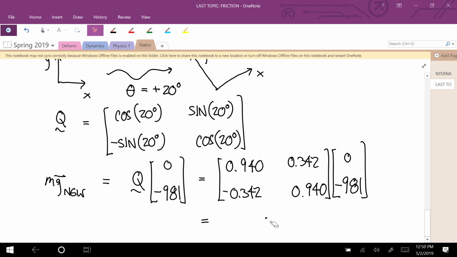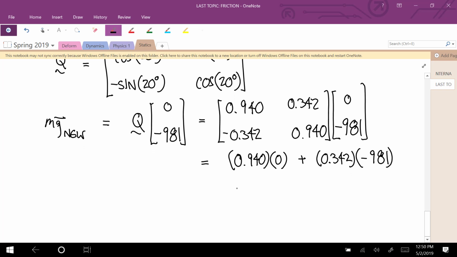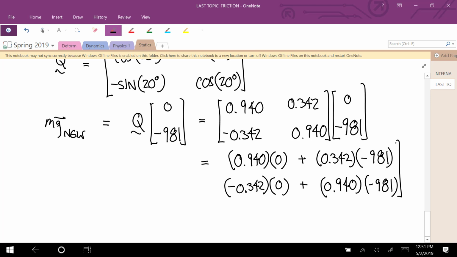0 times 0.940, that's 0, plus 0.342 times negative 981, that's the x component, and the y component is negative 0.342 times 0, plus positive 0.940, times negative 981. And can someone please calculate those for me? Yes. So the weight force in the new coordinate system is negative 335, negative 921.8.